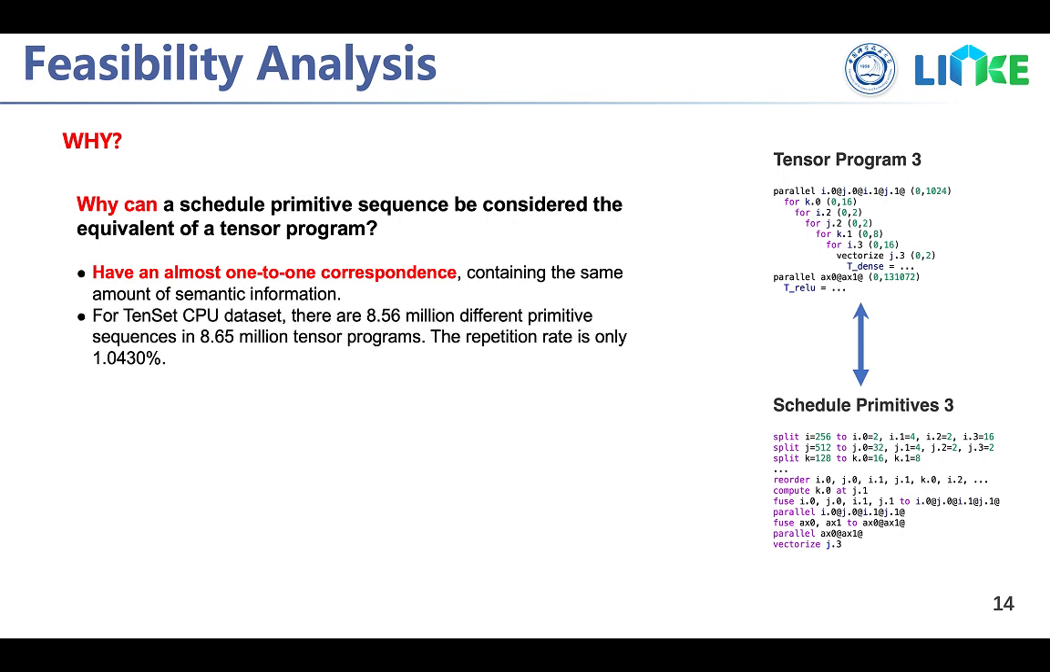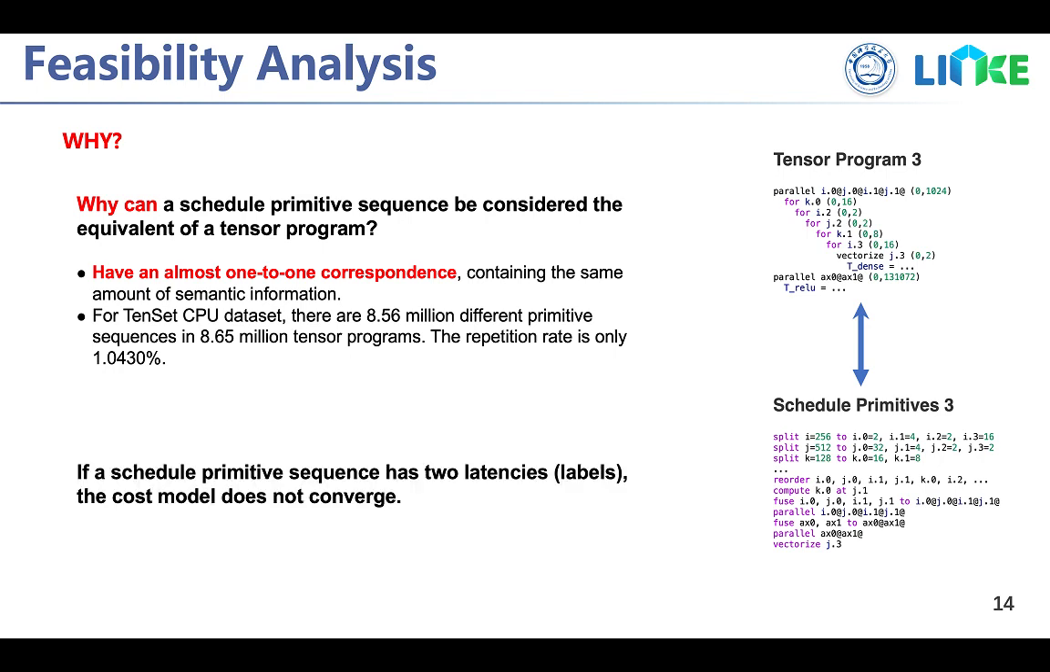In the case of the TenSet CPU dataset, there are 8.56 million different primitive sequences in 8.65 million tensor programs, with a repetition rate of only 1.043%. If a schedule primitive sequence has two labels, the cost model does not converge.